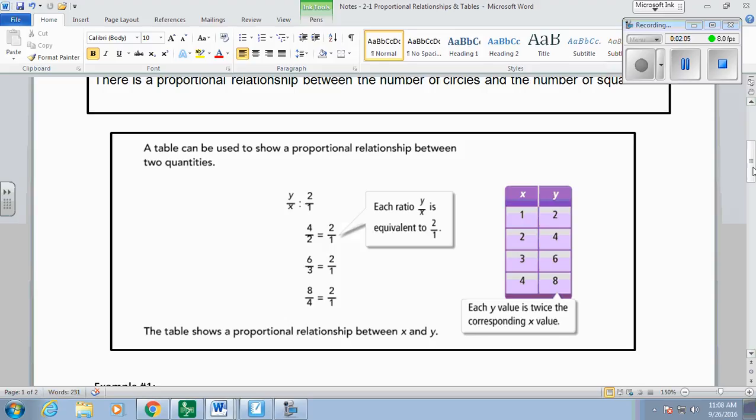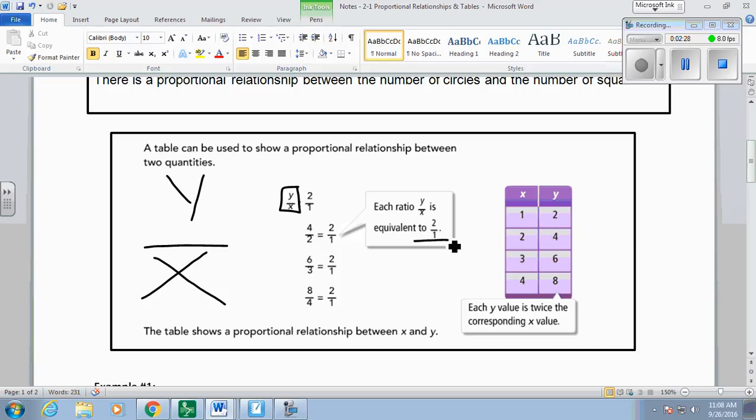But we've got our table here, and I want you to notice this ratio y to x. I'm going to write it nice and large over there. The y divided by the x. It's always going to go in that order. I know we're kind of used to thinking alphabetically here, but it's y divided by x. Each of these ratios, y divided by x, is equivalent to 2 to 1.